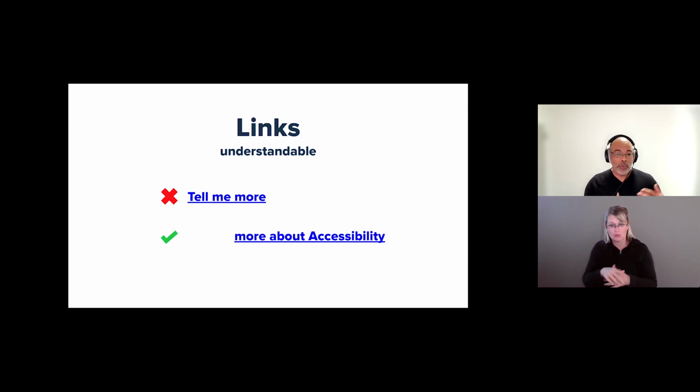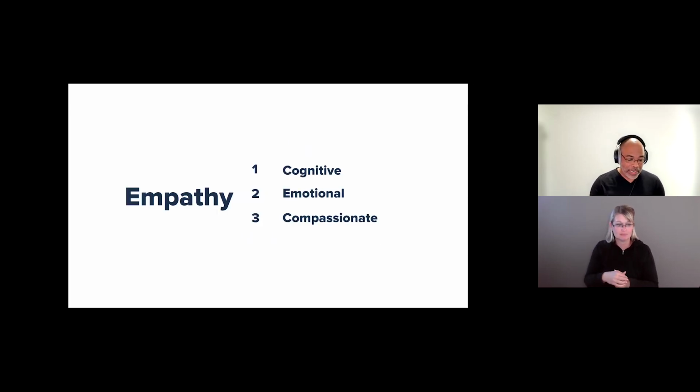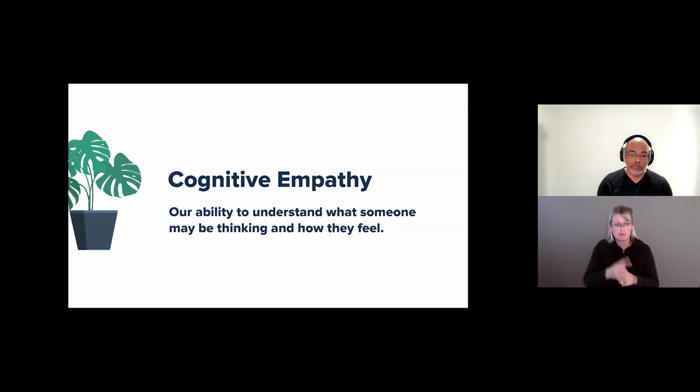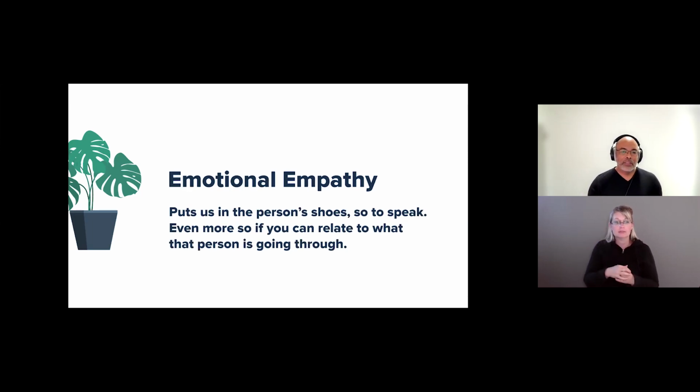These are all rules that we can build into the design system so that our engineers and our designers and copywriters ensure that it's actually done correctly. And one thing that I like to leave with, I like to talk about empathy. And there are 3 types of empathy. We have cognitive, emotional, and compassionate. Cognitive empathy, this is how we understand what someone might be going through, what they may be thinking. We have emotional empathy, where we actually put ourselves in that person's place.